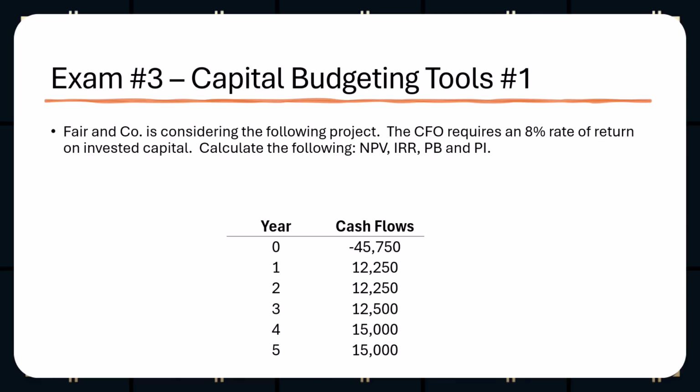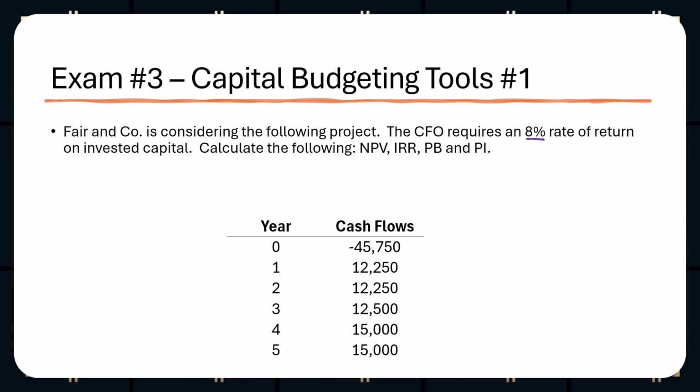We are now transitioning into our capital budgeting tools. So this requires us to find net present value, internal rate of return, the payback period, the profitability index, and maybe even the crossover rate. In this particular problem, Fair & Co. is considering the following project. The CFO requires an 8% rate of return on invested capital. We are going to calculate NPV, IRR, PB, and PI.